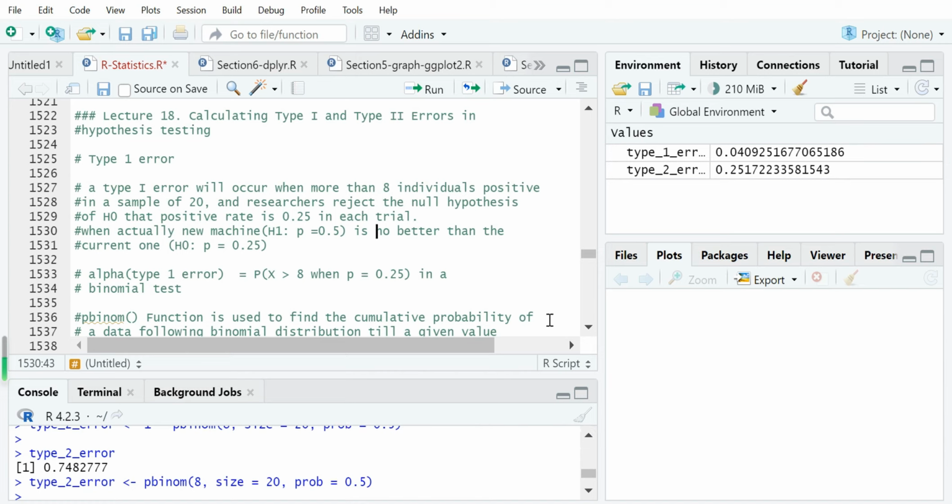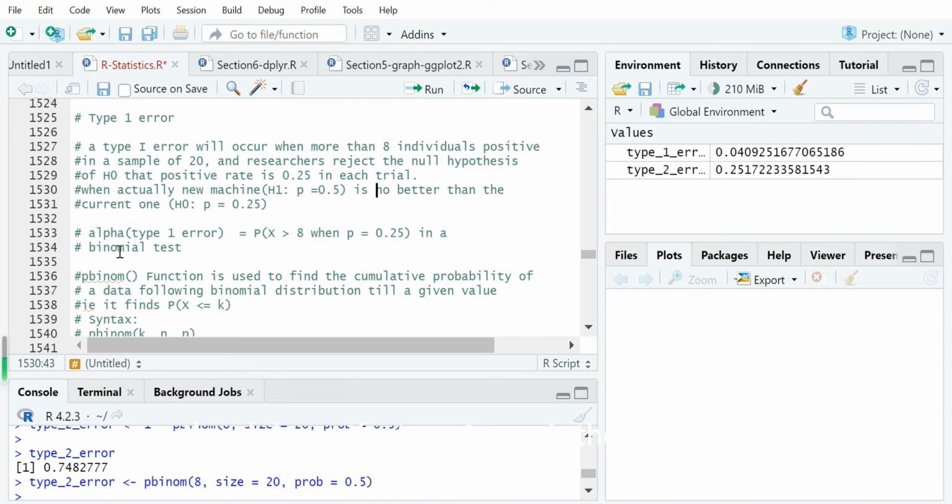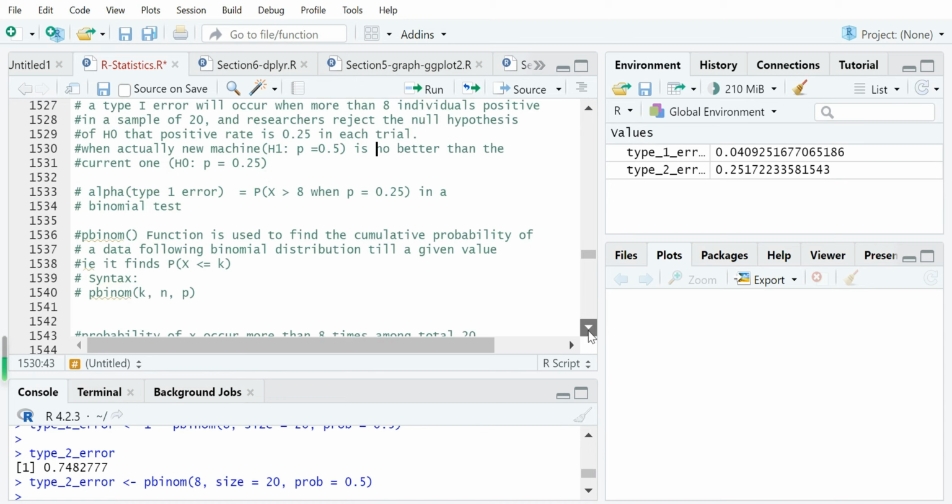If more than 8 positive, then you will reject H0. So here, the alpha, or type 1 error, is the probability that x, the number of positives, is larger than 8, but when actually the null hypothesis 0.25 is true. So we want to calculate this probability for type 1 error.